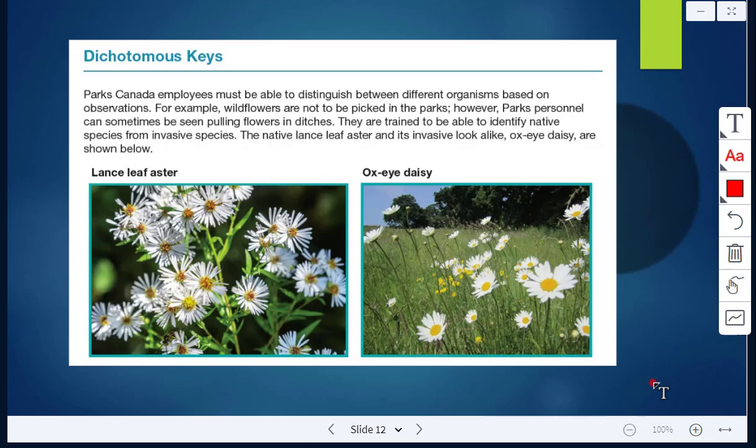The native lance leaf aster and its invasive look-alike, the ox-eye daisy, are shown in these 2 diagrams here. This is the invasive species, which they are allowed to pick, and this one here, the lance leaf aster, is the native species.